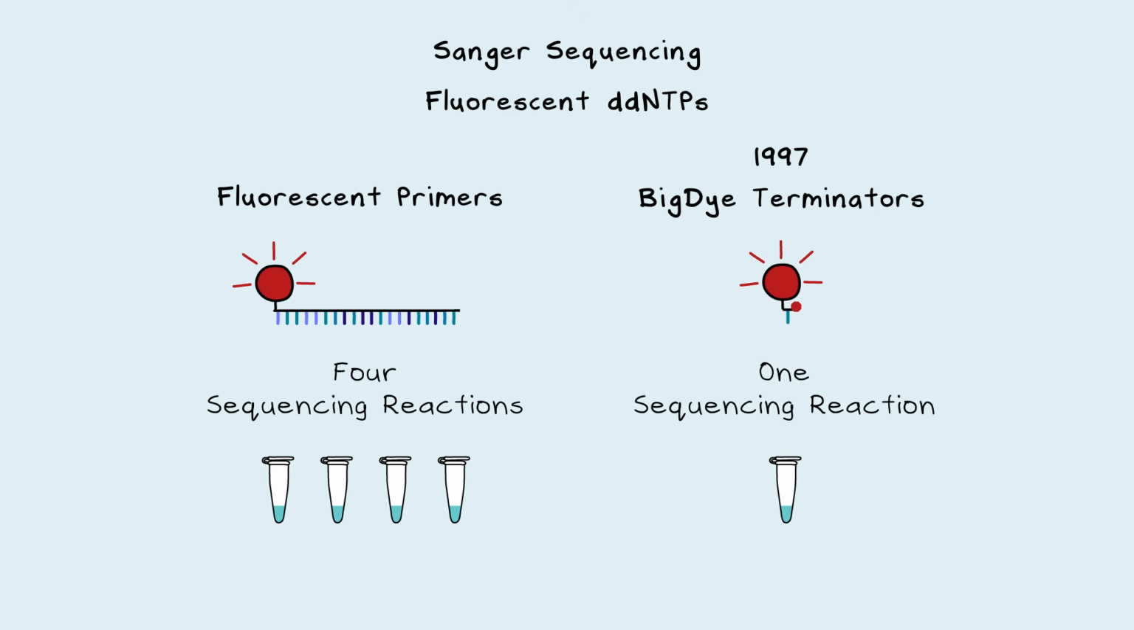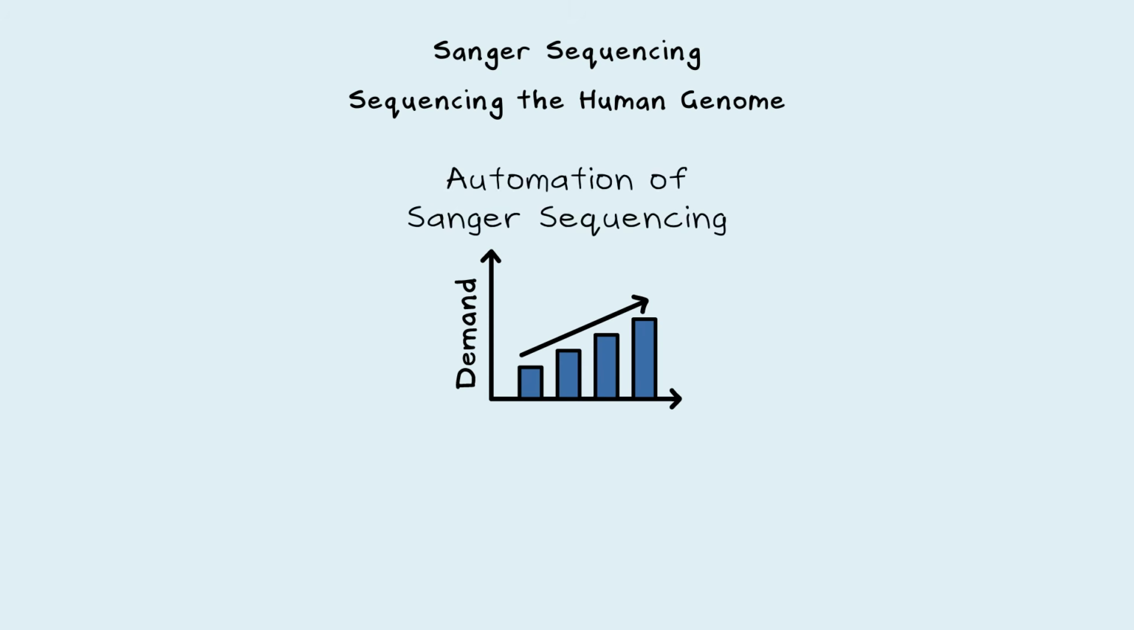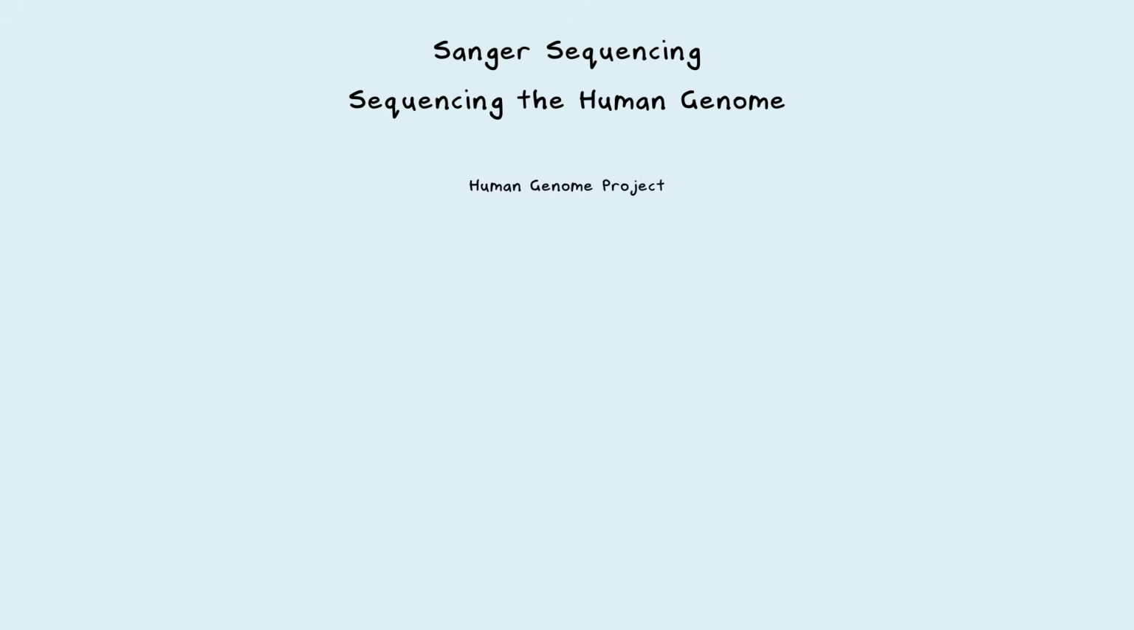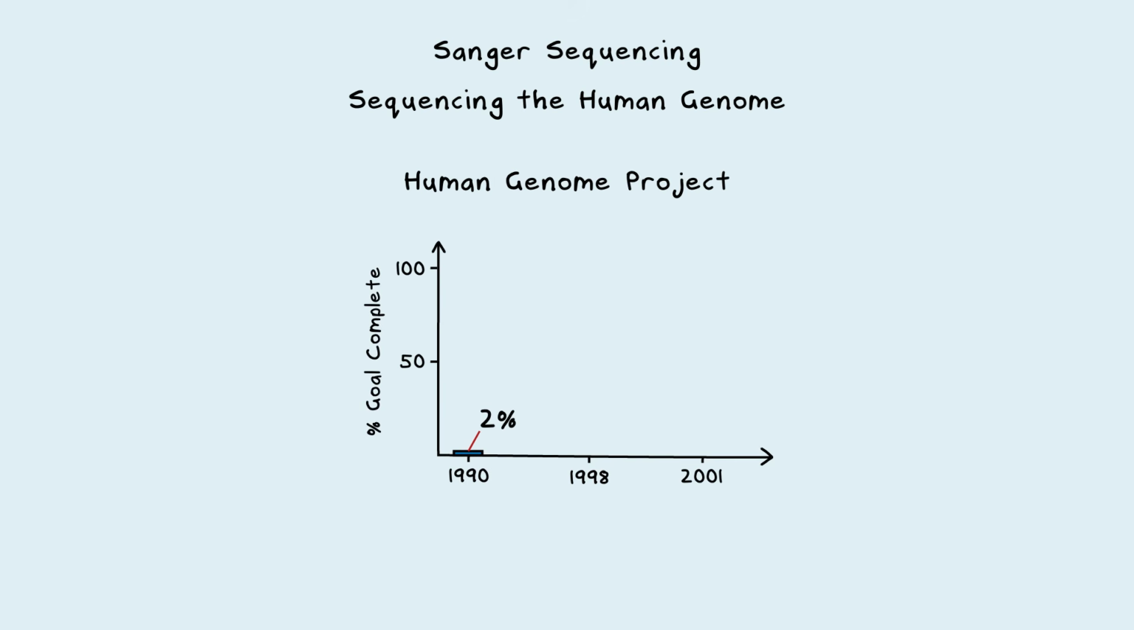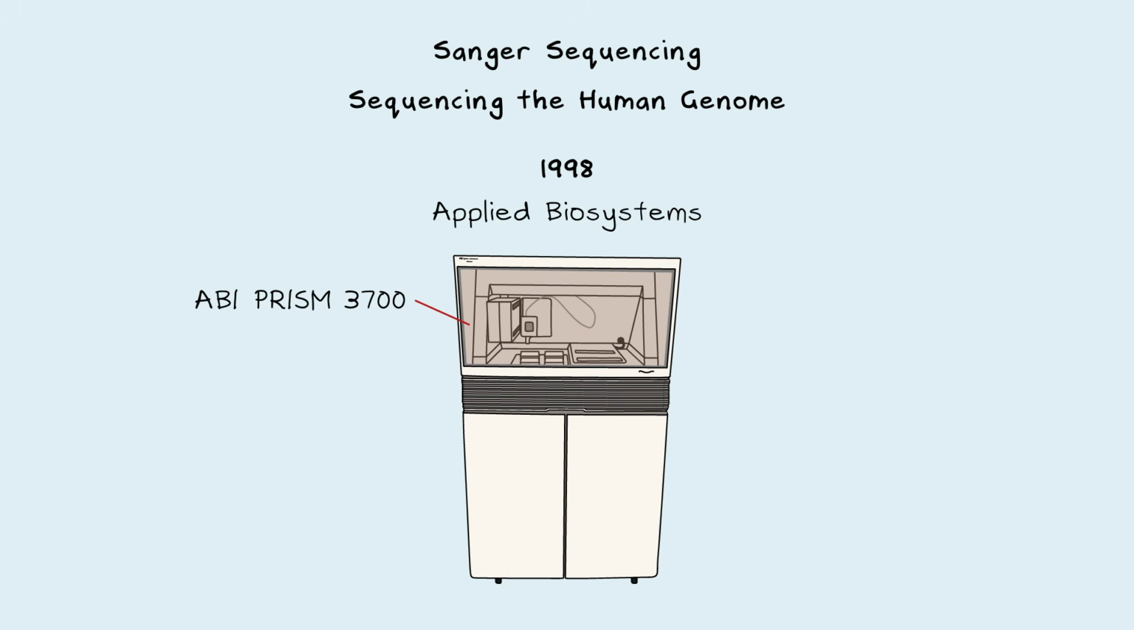Applied Biosystems continued to improve its system. Demand continued to grow for the automation of Sanger sequencing. The Human Genome Project was making slow progress. By 1998, only 6% of the human genome was sequenced. It was in this year that Applied Biosystems launched the ABI PRISM 3700, which had 96 capillaries.